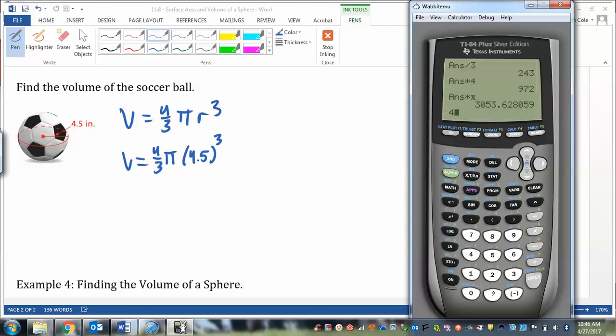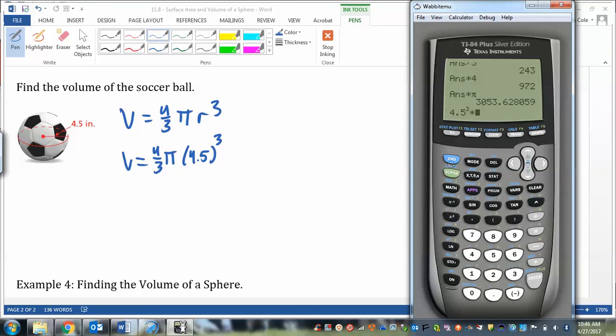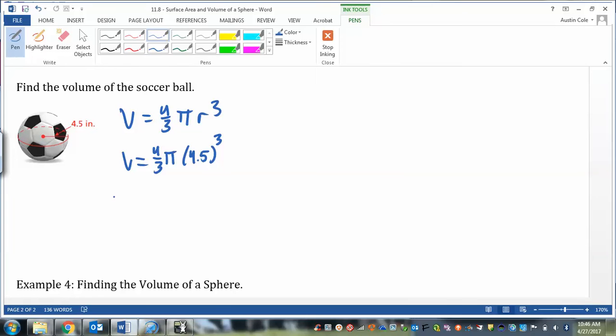So we've got 4.5 cubed times pi, times 4, divide by 3. All right, did you guys get 381.7? Awesome. So the volume is going to be 381.7. And what's my units going to be? Inches cubed. Volume is always cubed. Absolutely.